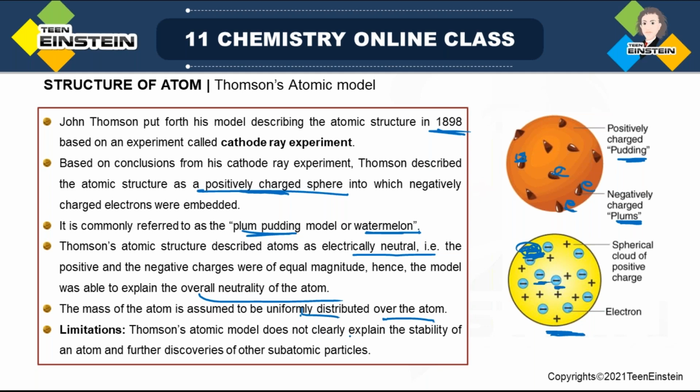Limitations. Thomson's atomic model does not clearly explain the stability of an atom and further discoveries of other subatomic particles. So obviously, as we have seen in the previous slide, every model has some merits and demerits. So here also you can see the limitation. It does not clearly explain the stability of an atom. Though it is saying that it is overall neutral, there is no clear, thorough explanation for the stability of an atom, and also further discoveries of subatomic particles, because it says nothing about the neutron, but that is also an important subatomic particle. So further discoveries of other subatomic particles are completely missing in this model.